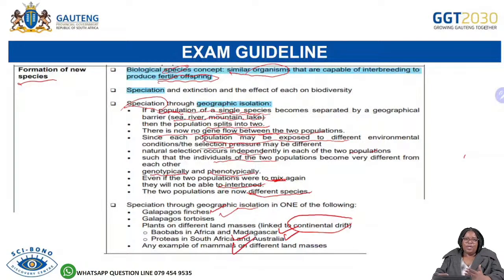They can give you any example of mammals. They can give you maybe the flowers. They can give you the plants. They can give you the birds, the flightless birds and not flightless birds. So it will depend on the scenario given. So if they need the general explanation of speciation, that's how you need to write it according to the exam guideline.